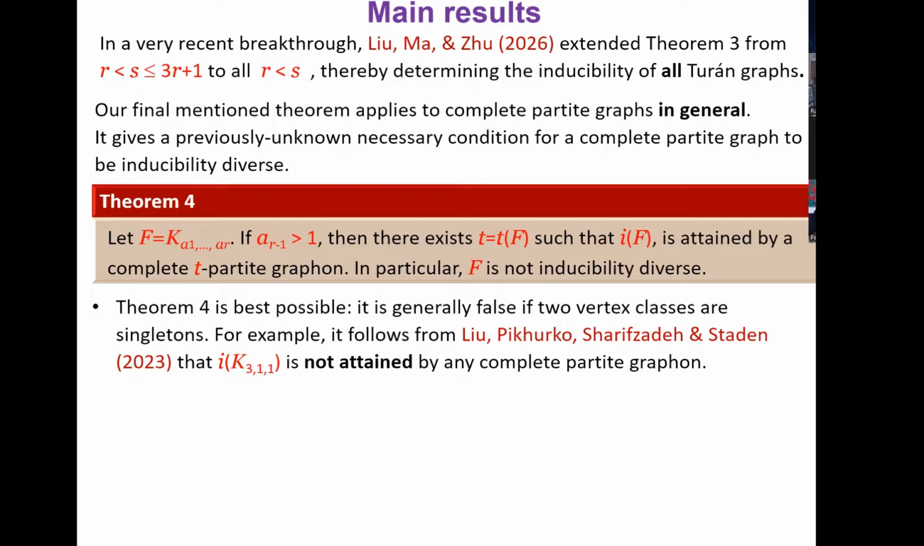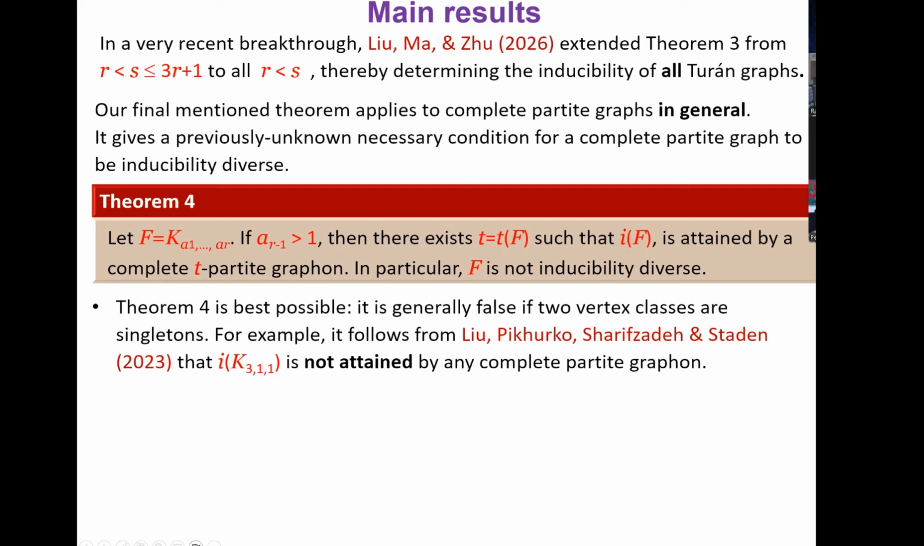And actually, this theorem is best possible because it's generally not true if you allow 2 vertex classes to be singleton. It follows from this, for a result in this Liu, Pikhurko, Sharifzadeh, and Staden paper, that K311 is actually not attained by any complete partite graphon.